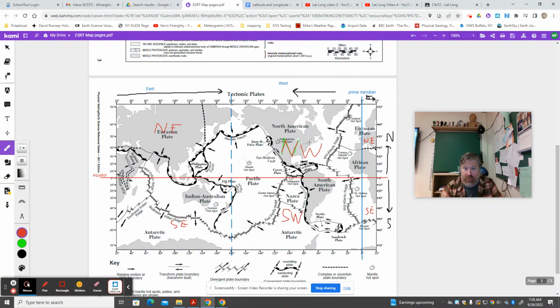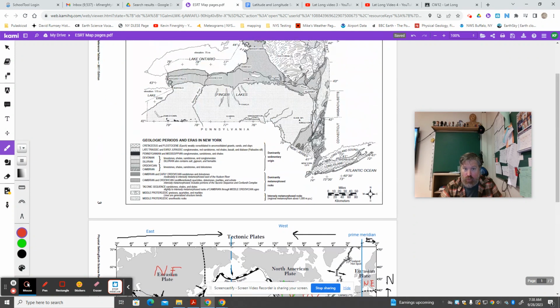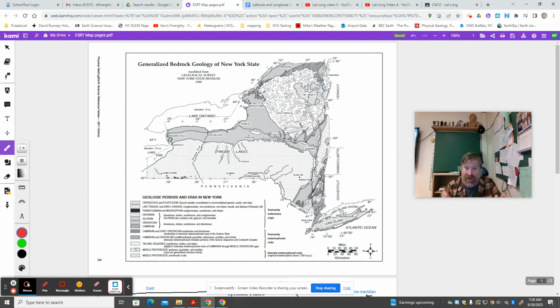So New York is right about there, right next to you. You can kind of see Lake Ontario and Lake Erie right there. So roughly right here, right? But way more zoomed in so we can get way more accurate with our numbers. So what I'm going to have you do, again, with your 2 different colors, is to draw some lines.